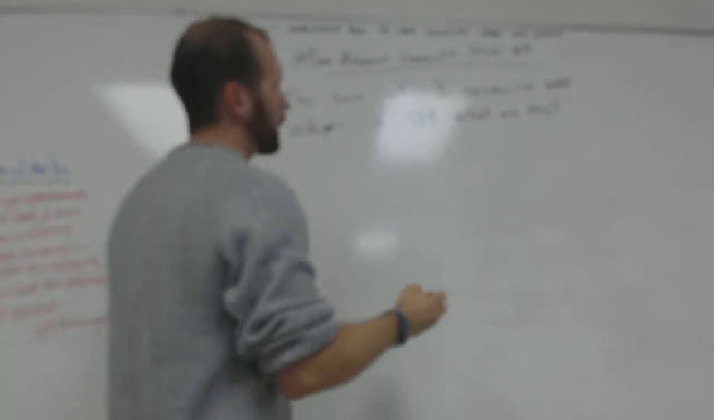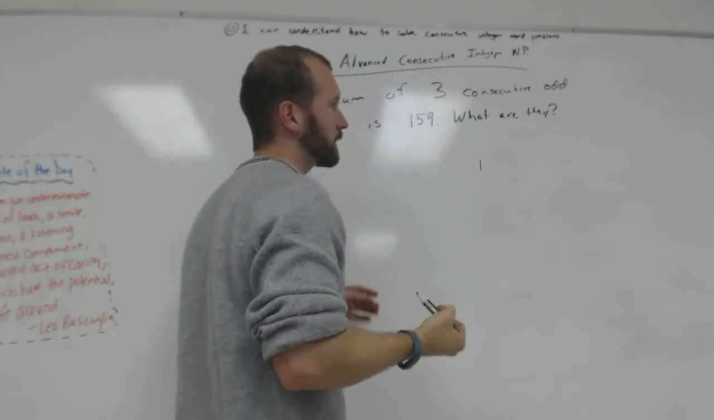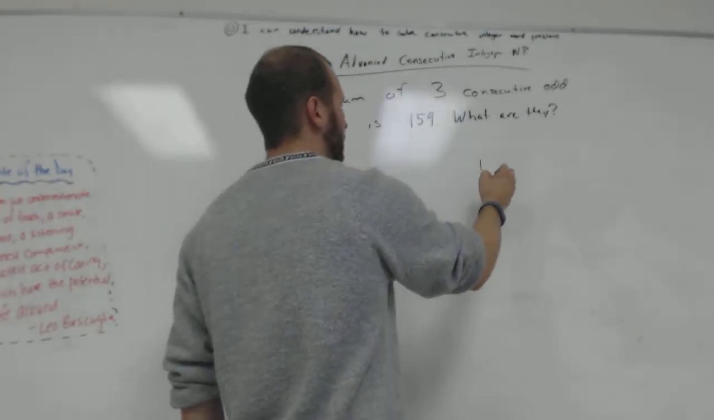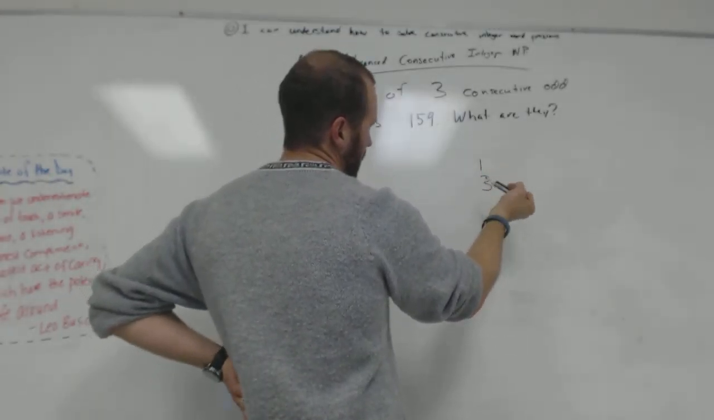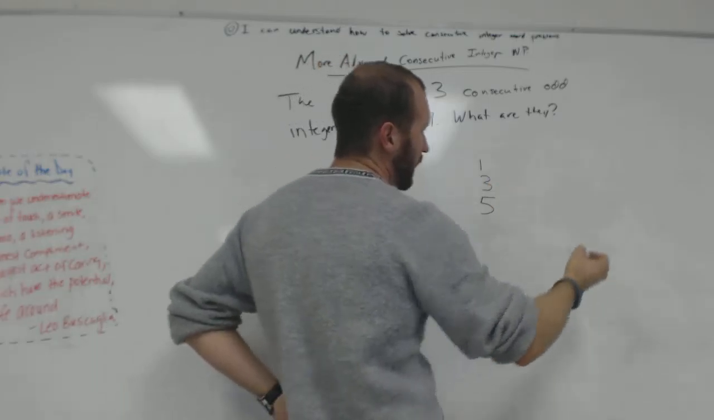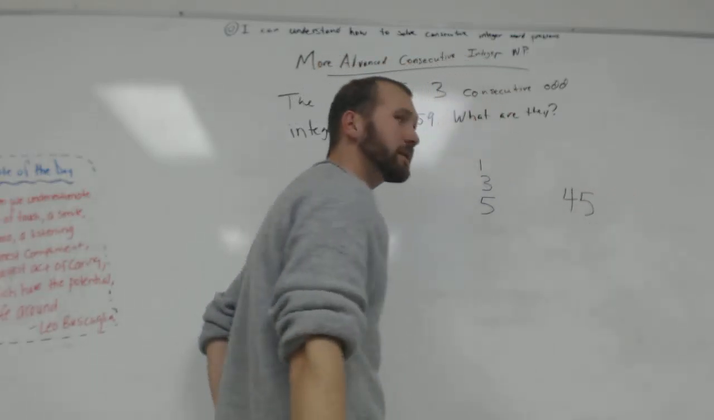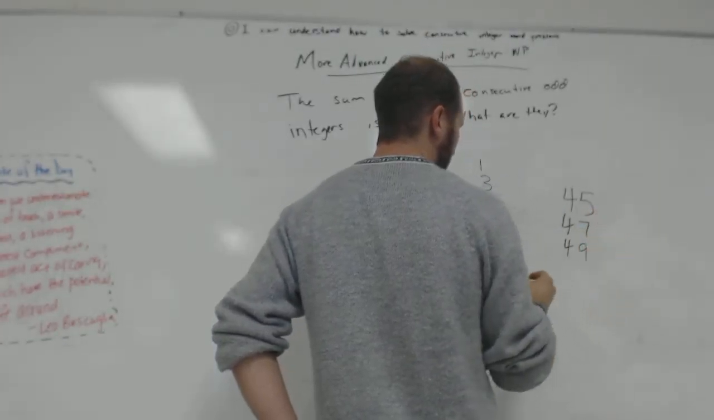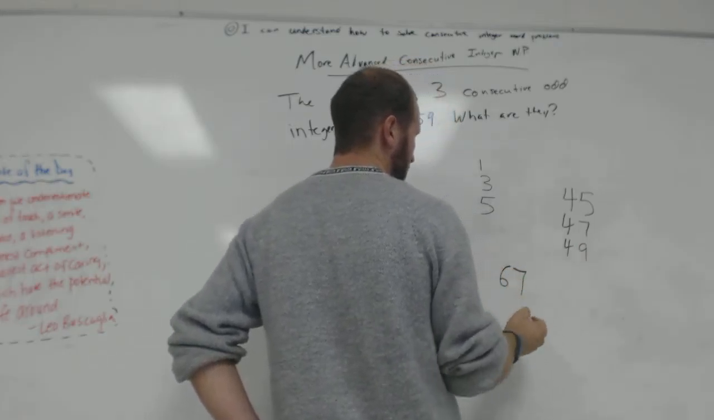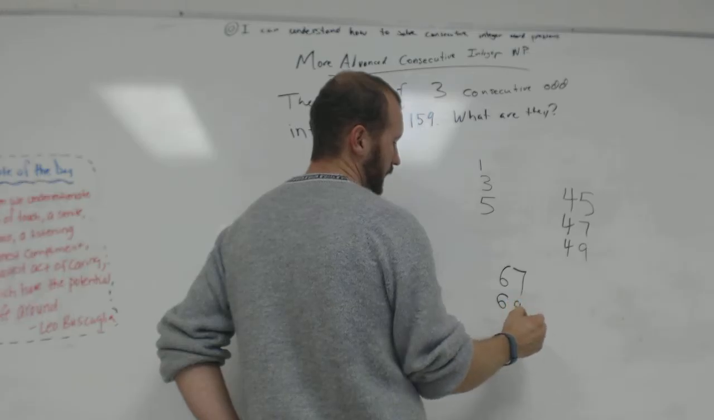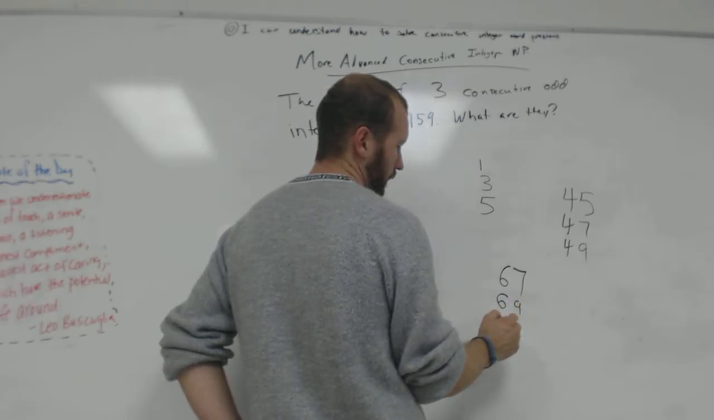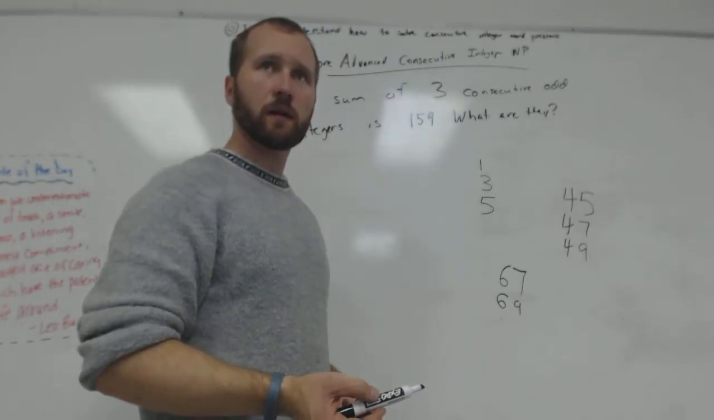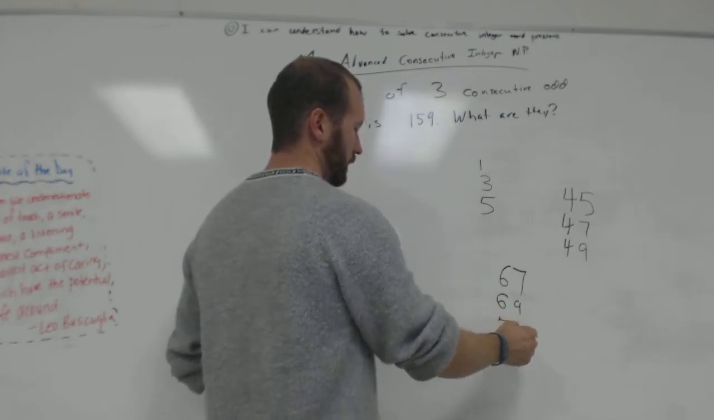So let's think about this. If I have 1, what is the next consecutive odd number? 3. And what's the next one after that? 5. If I have 45, what's the next odd integer after that? 47. 49. What if I have 67? What's the next two? 69 and after 69 we have 71.